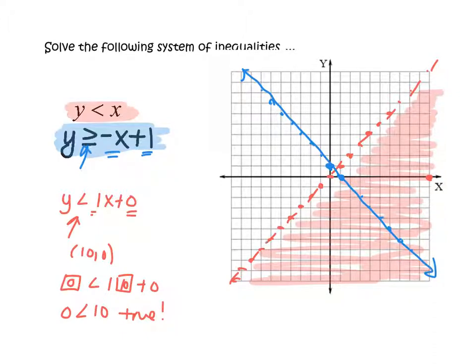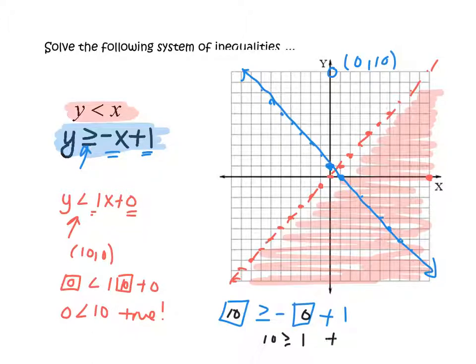Now I'm going to choose another point to test. It doesn't matter what point I choose; I'm going to choose this point. So this is the point 0, 10. If I test 0, 10, this is the original inequality: y was greater than or equal to the opposite of my x value plus 1. The y value is 10, the x value is 0. So is 10 bigger than or equal to 1? That is true, which would mean that this point is a solution, so everything on this side of the line will be a solution.